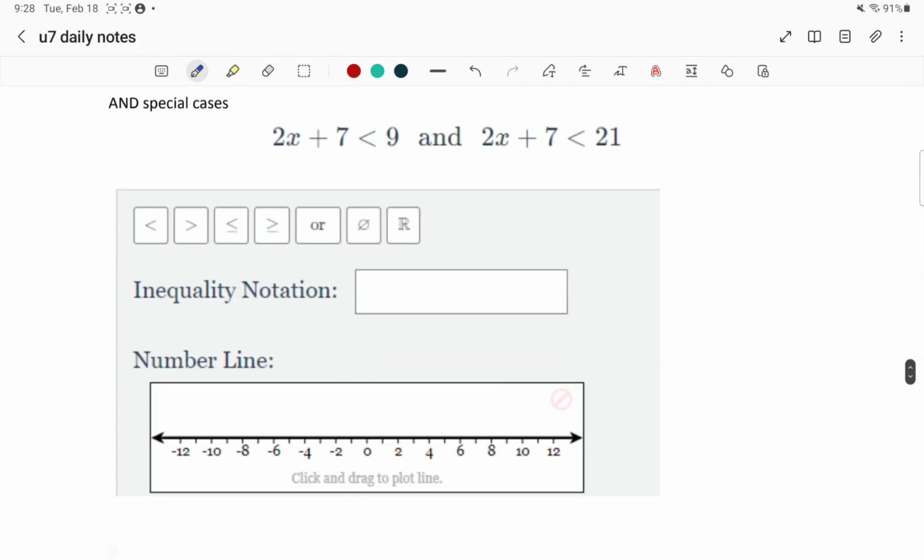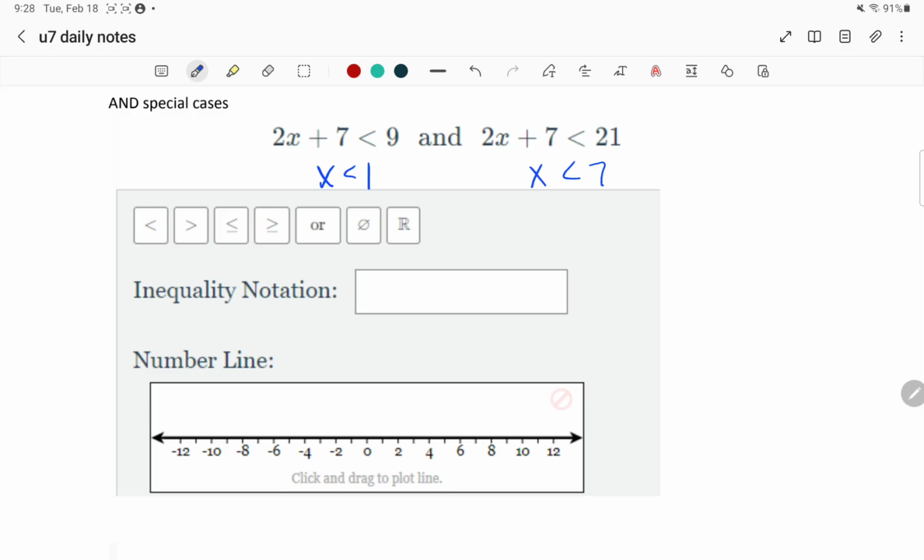Today we got our quote-unquote special cases, things that can happen a little differently. So again, I'm not going to solve for them. I'm just going to say what they end up being for the sake of time. So we solve this one, we get x is less than 1 and x is less than 7.